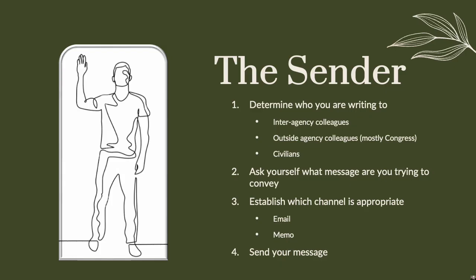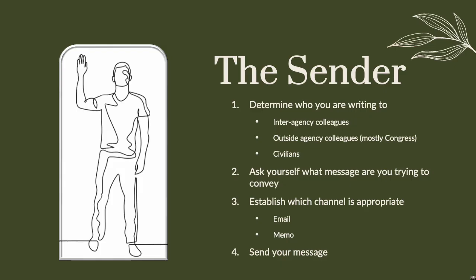Outside agency colleagues, mostly Congress, will always be communicated with in the form of an email, and it may also include written reports. Civilians is the final group, and the communication will also be done mostly by email, but can also be done through information published on the website or a press release. These are separate types of communication that will be covered in a different training.